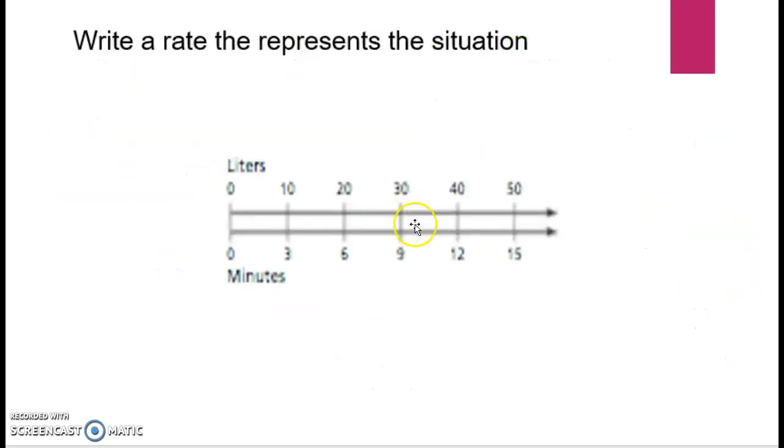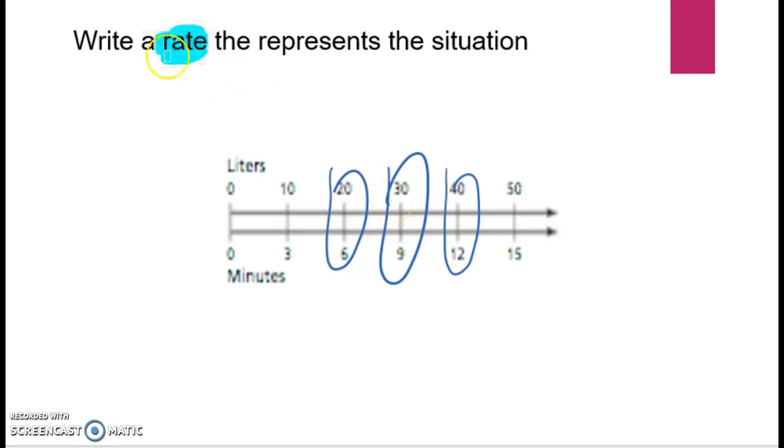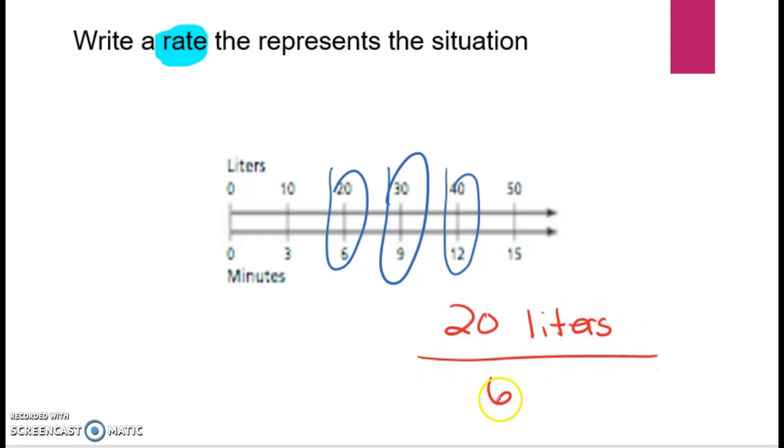Okay. So when I'm asking you to look at these, all you really need to do is just pick a top and a bottom pair. So you could pick 40 to 12, you could pick 20 to 6, 30 to 9, whatever you want. But remember that we see rate here. So whenever I say rate, you need to make sure that you have your label. So we're going to say 20 liters. And then we're going to put 6 minutes.